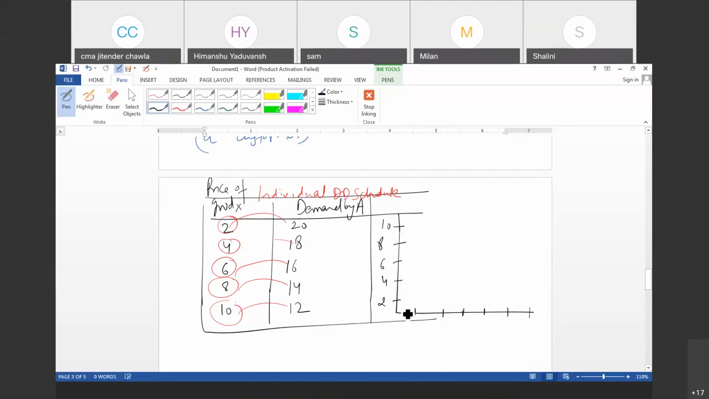मैंने एक हैश बनाया है, स्टार्टिंग विद 10, 12, 14, 16, 18, 20. When the price is 2, quantity is 20, am I right? When price is 4, quantity is... ये जो मैं डॉट लगा रहा हूं, ये क्या है?